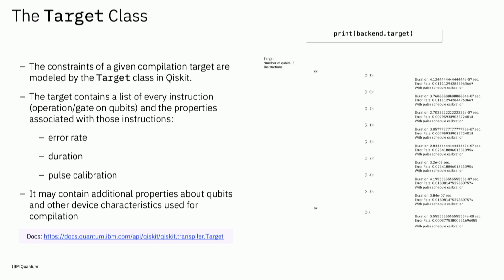The target also contains additional properties like the coherence time for the qubits that were measured in the last calibration run and other details. For the most part, we're not going to be looking too much at that in this presentation, but the target is there to represent all of the constraints that a particular quantum computer has that the compiler needs to deal with.